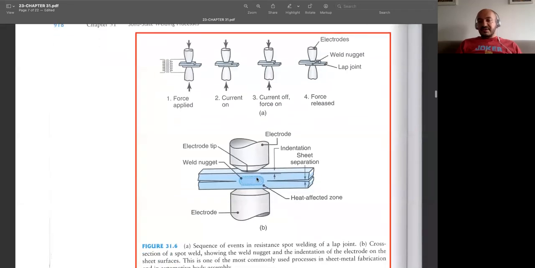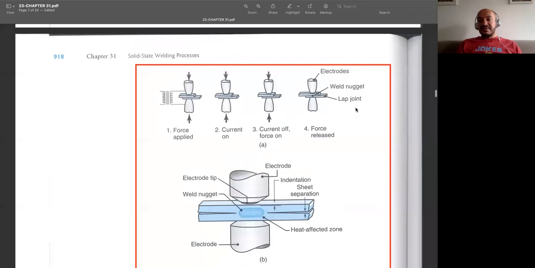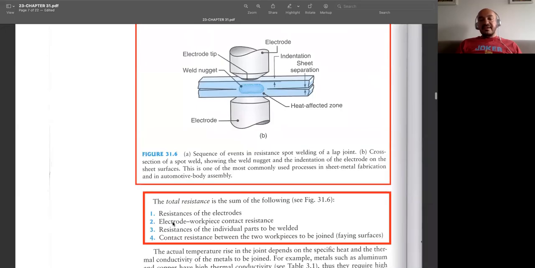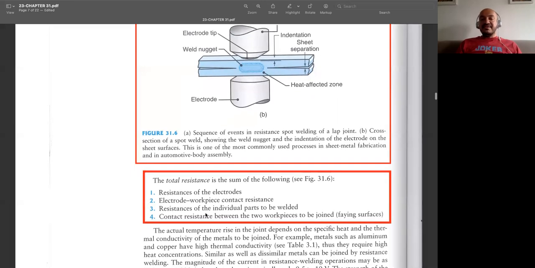And after this is actually obtained, we simply release the force and get our joined products. And the resistance here actually depends on the resistance of the electrodes. Obviously, the resistance between the electrode and the workpiece, we have one here and one here, other interface. And also we have the resistances of the parts, the resistance of this lower part, upper part, and we have further resistance in between at the interface between these blue parts. So the summation of these resistances gives us the total resistance in this welding process.